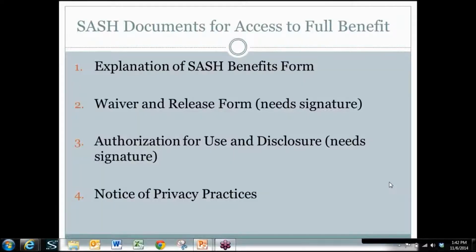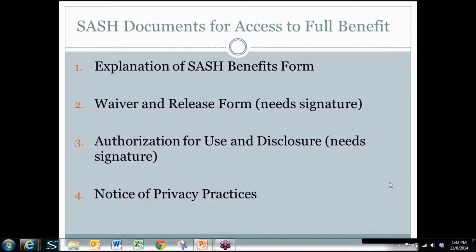What we're going to do now is go ahead and dig into the SASH participation forms. So you'll see I've switched over here, and you're going to see the slide that says SASH documents for access to the full benefit. So again, in order for SASH to provide the fullest amount of support, we want folks to sign these forms so that they do have access to the full benefit. That's what we call it, the full benefit.